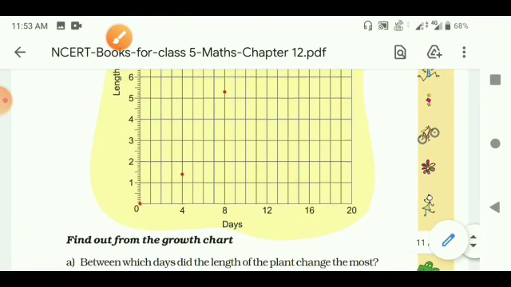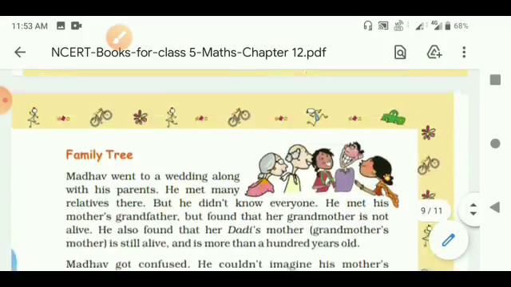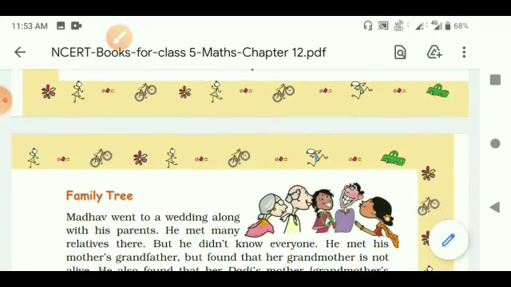Students, here we are completing chapter number 12, Smart Charts. Study all the questions of this chapter well. I hope you have understood the solution of these questions.